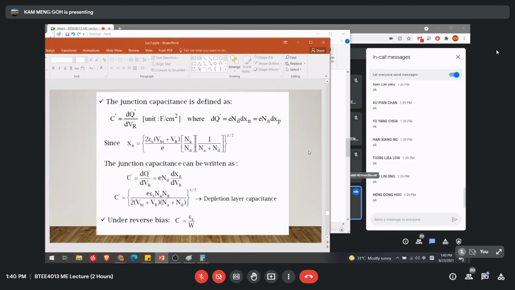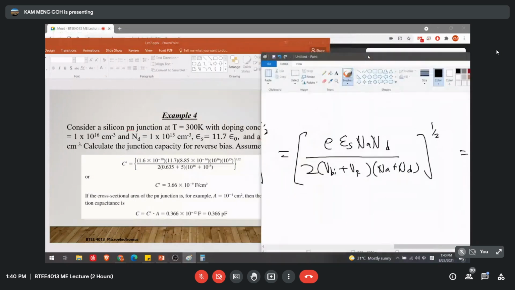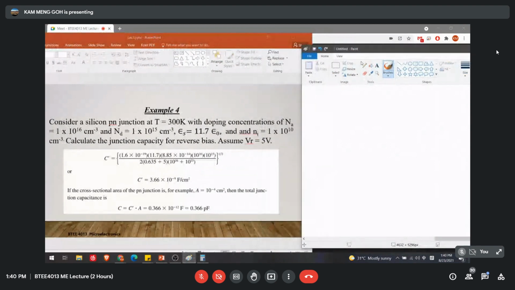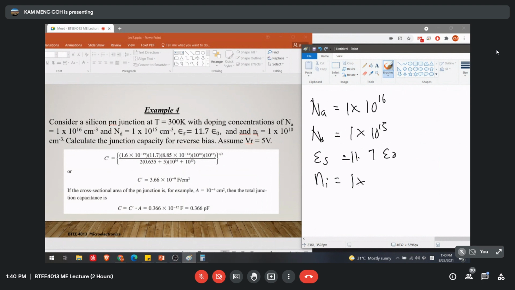So normally you are given some kind of question like this. Consider a silicon PN junction with the doping of the Na equals to 1 times 10 to the power 16, Nd 1 times 10 to the power 15, epsilon s 11.7 epsilon o. So this case is assuming the Ni 1 times 10 to the power 10. Calculate the junction capacitance C. Assume VR is equals to 5.